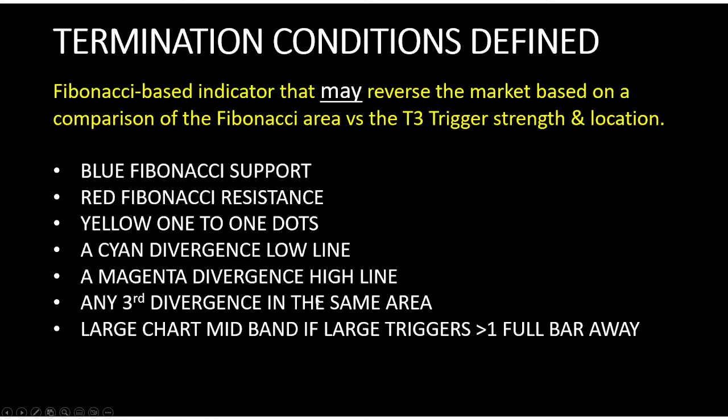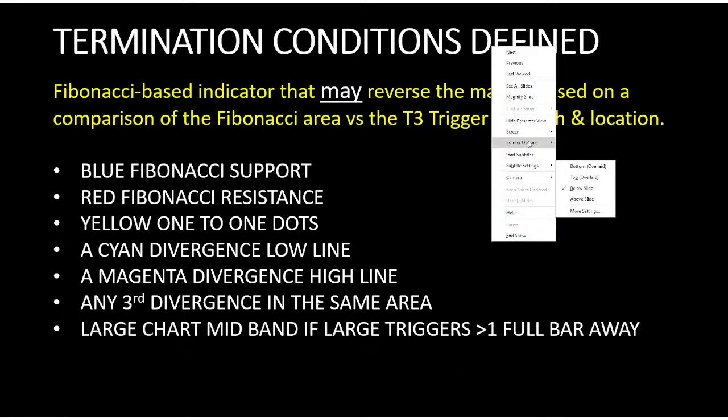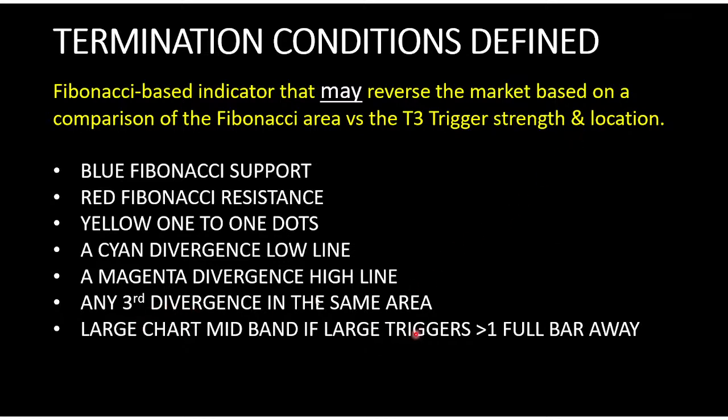Guys, divergence, for those of you that are brand new, it means that there was a loss of momentum. That's all it means. If you see one of these lines, it means that the opposing force stole the momentum. And I'll show you a couple pictures. We're going to learn to read those divergences on a smaller, faster chart to recognize change that may be happening. Then we'll also talk about a large chart mid-band, if the triggers are a full bar away.